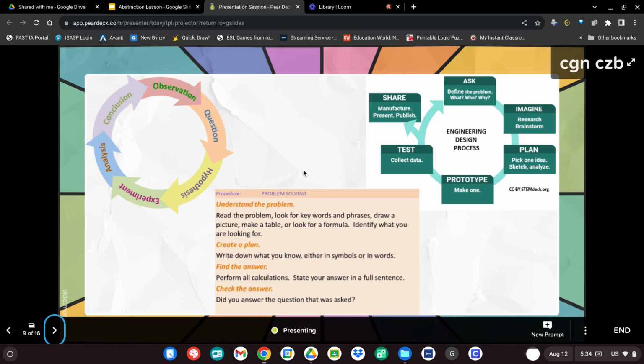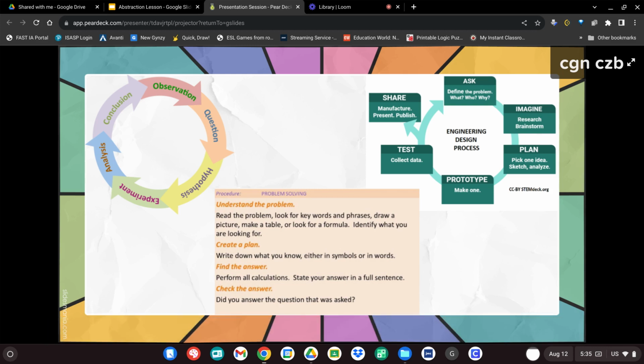Then you have math. The steps to solving a math problem. First step is understand the problem. You're going to read the problem. You're going to look for keywords and phrases. Maybe draw a picture, make a table, or look for a formula. And identify what you're looking for. What are you trying to answer?